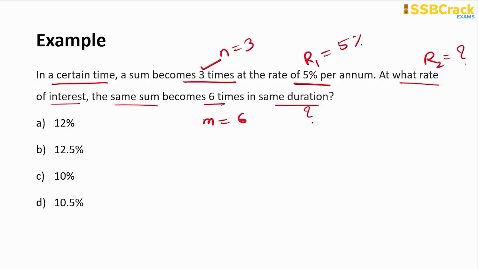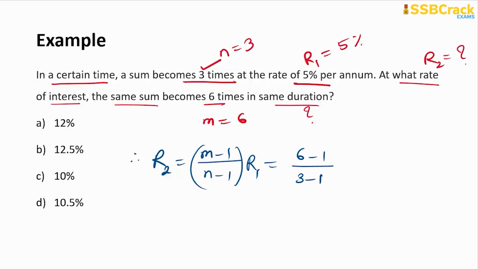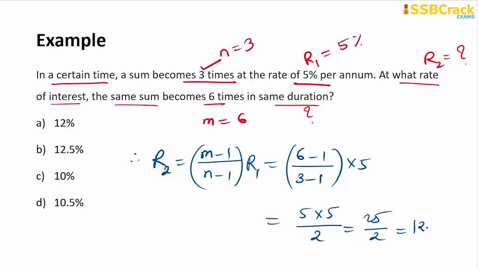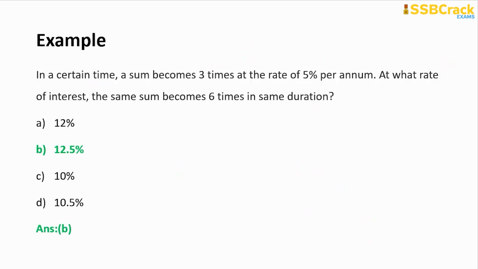And hence we calculate that by the formula R2 is equal to (m minus 1) upon (n minus 1) into R1, which is equal to, by substituting the values, 6 minus 1 upon 3 minus 1 multiplied by R1, which is 5. So we have 5 into 5 by 2, which is 25 by 2, which is 12.5%. It's the rate of interest. And hence the right key has to be option B.